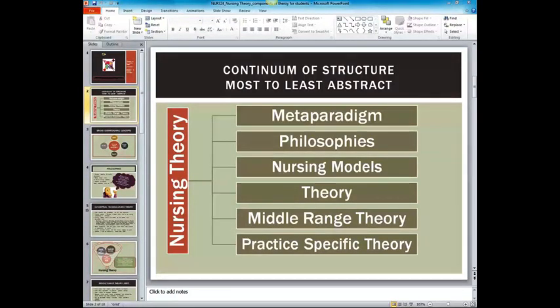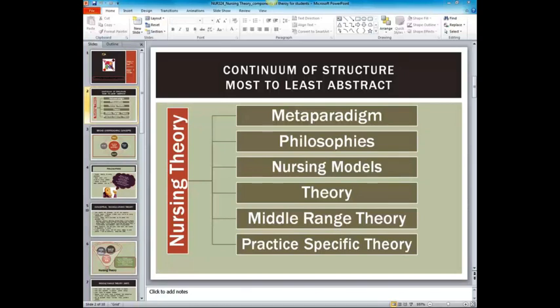Then we go to philosophies, and then nursing philosophies, which again are very broad statements. The nursing models, and under nursing models are also something called grand theories, and I'll explain that in just a minute. And then we have nursing theory, middle range theory, and then practice specific theory or situation specific theory. You may hear it in those terms also, are the very least abstract and the more concrete of the types of theory.